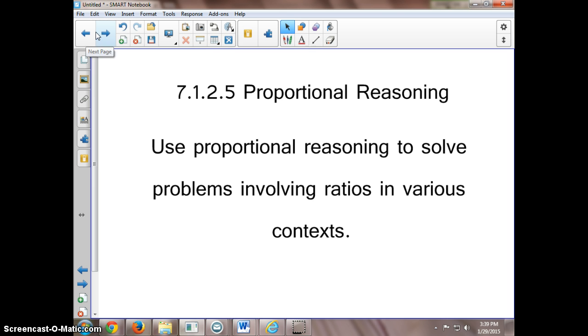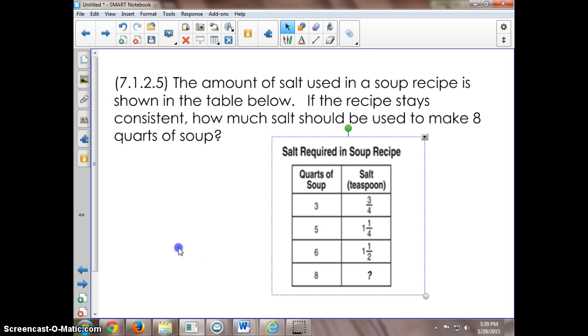All right, once everyone has written down the learning target, you can play for the one example that I'd like you just to watch. So all pencils are down, eyes are up on the screen. Just watch as I think this through because you're going to be trying one like this in a minute.